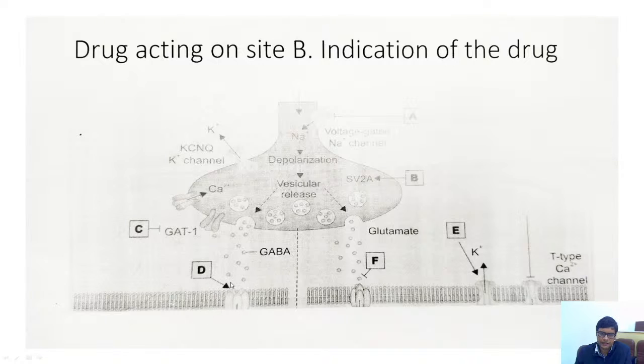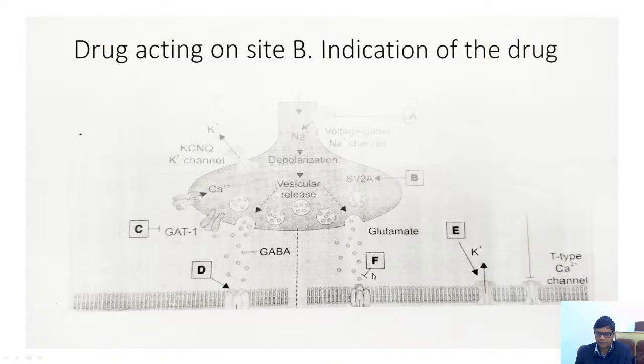Site D is where GABA acts, that is your GABA chloride channel complex. Here the drugs are benzodiazepines, or even valproate also acts through this site. Site E is your potassium channel. So potassium channel, it's showing movement of potassium outward, so it is potassium channel opener. So the drugs are your ezogabine and retigabine, which open these potassium channels and act as anti-epileptic drugs.